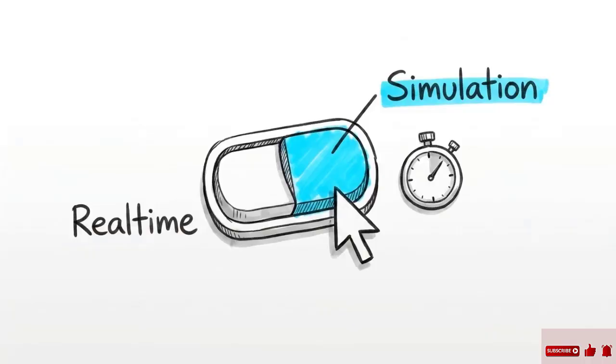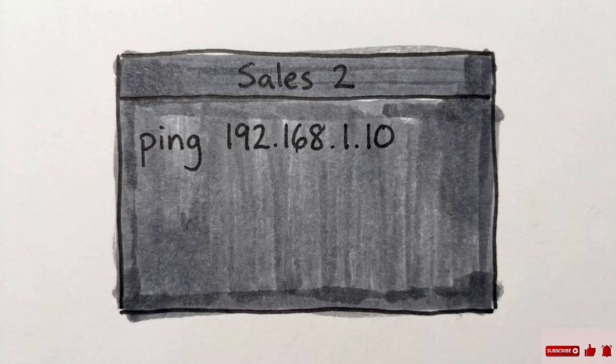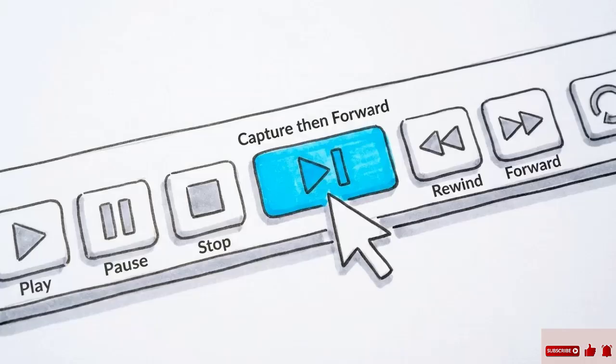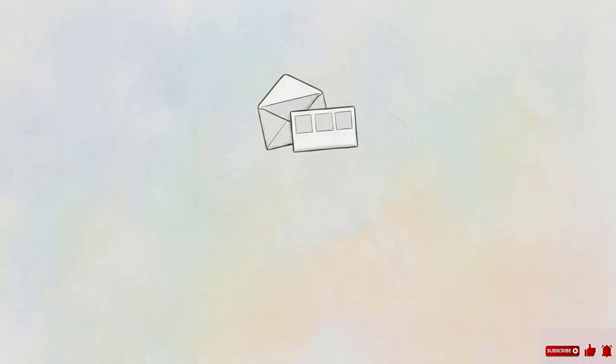Click over to simulation mode in the bottom right corner. This lets us slow down time and track the individual packets moving through the cables. Now, open the command prompt on Sales2 and ping the IP address of Sales1. Click the Capture then Forward button in the play controls to step the packet out of the host. Inspect the packet envelope contents.